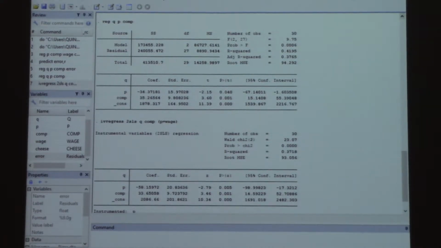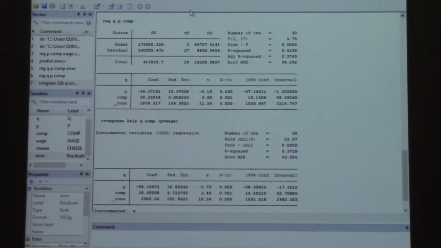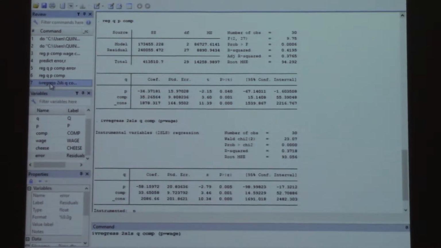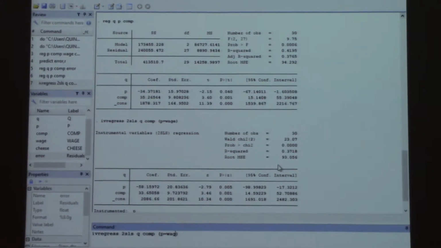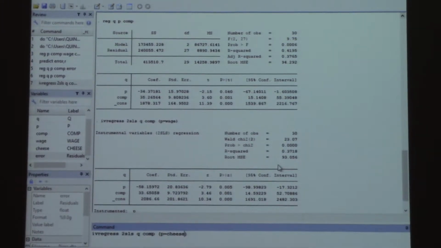Let's do something else. Let's use wage. I'm sorry, we used wage. Let's use the price of cheese as an instrument, because we have two choices here. So this is easy because we can just reuse this command. So instead of wage, I'm going to put cheese. Did I spell that right? Yeah. I'm going to put cheese.